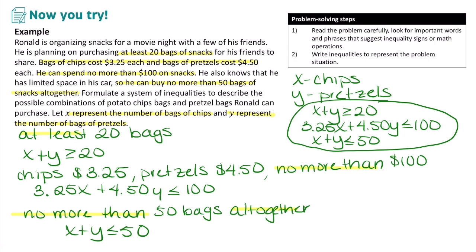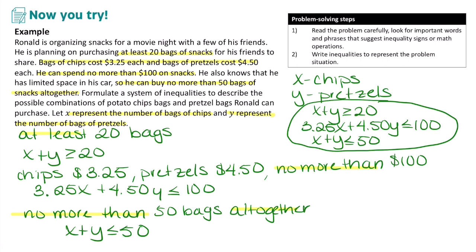Then it talks about the cost. Each bag of chips costs $3.25, and each bag of pretzels costs $4.50. But he's on a budget and he can spend no more than $100 on snacks. So we can express the cost of chips by 3.25x and the cost of pretzels by 4.50y. We add those two together because that's our total cost, and no more than is less than or equal to, so that's less than or equal to 100.